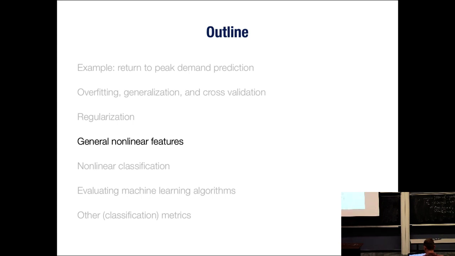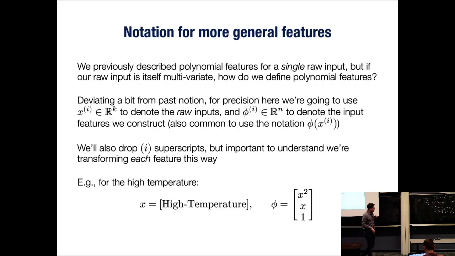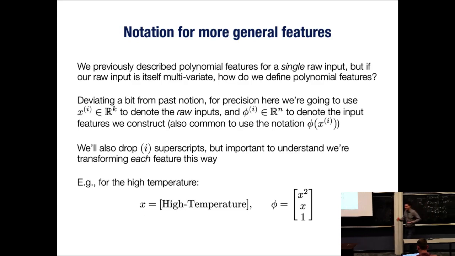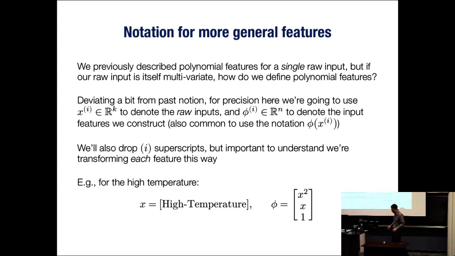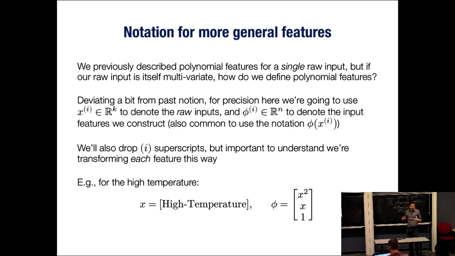So for this section, and really for only this section, I'm going to use a little bit different notation just to be a little bit more clear. So hopefully it's more clear. That's the goal at least. You can let me know if I succeed or not. So let's talk about a little bit more general sets of feature transformations we can do.